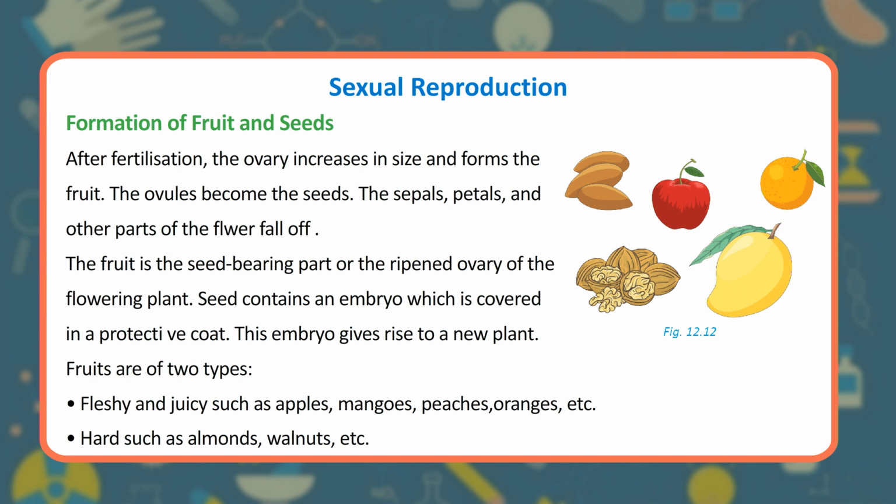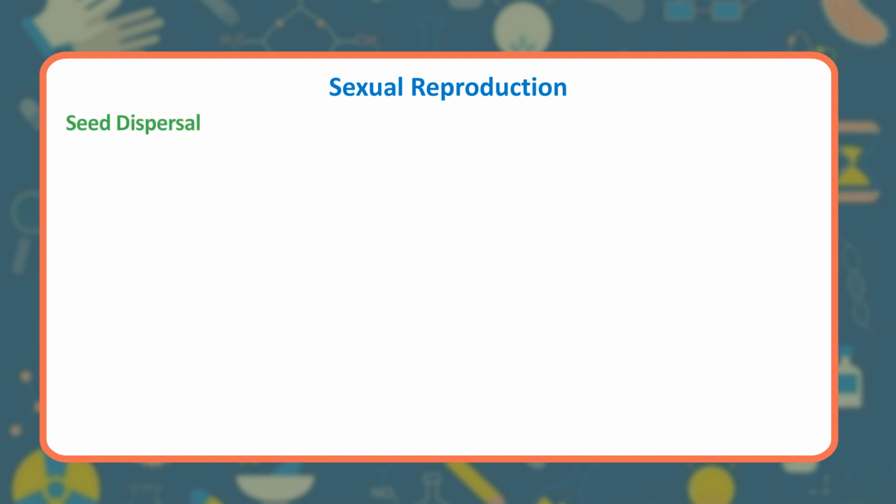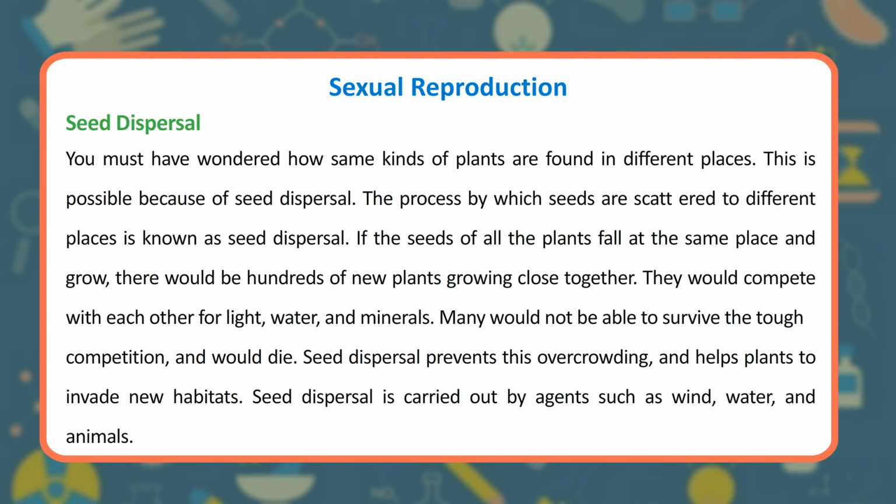Fruits are of two types: fleshy and juicy, such as apples, mangoes, peaches, oranges, etc., and hard, such as almonds, walnuts, etc. Seed dispersal. You must have wondered how same kinds of plants are found in different places. This is possible because of seed dispersal. The process by which seeds are scattered to different places is known as seed dispersal.